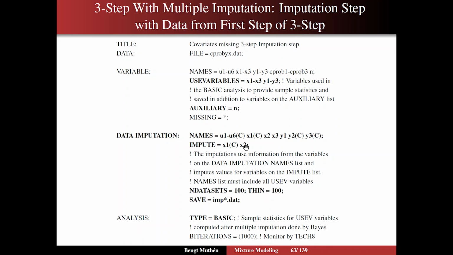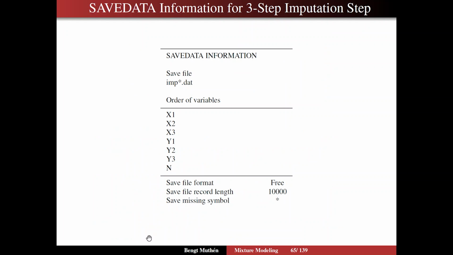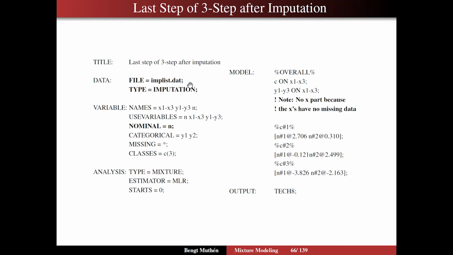We could also request the missing data for y1 and y2 if we wanted, but that's not what we're doing here. The save data information says that we're saving x's and y's and n as expected into a data file called imp_star.dat, which on slide 66 is expressed this way. So we're talking about the last step of 3-step after imputation. The file is then implist. So that's a file that lists all of the 100 data sets and points to them.